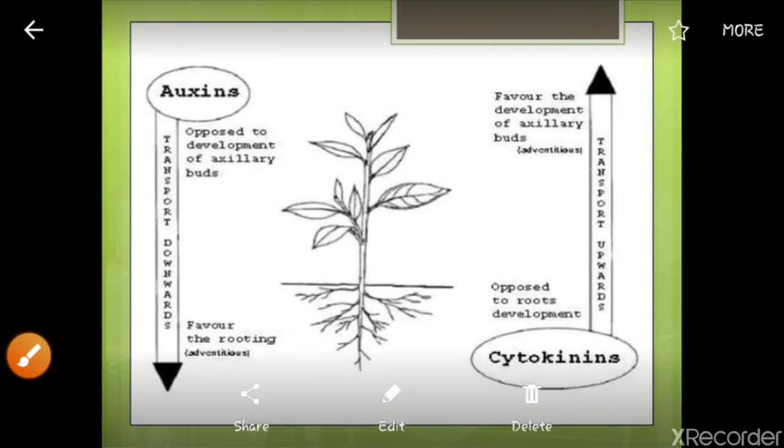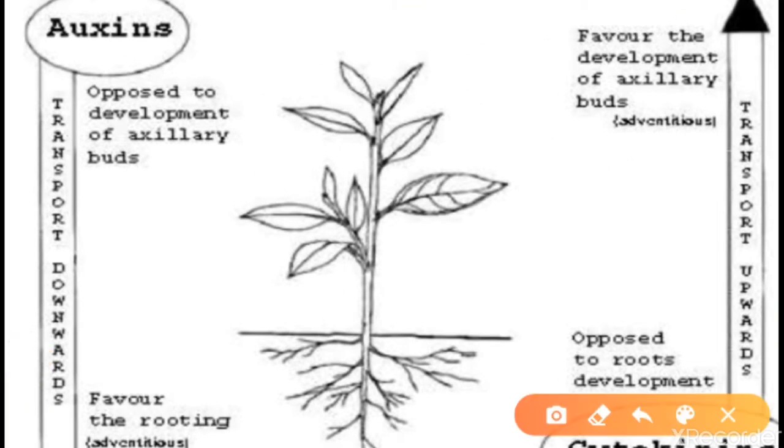So here we have a structure of a plant. Actually, auxin is produced by the young and active part, the newly dividing part of the plant. Young shoots, young leaves, young roots, whatever the young things, over there the auxin will be produced. Now what is their function?